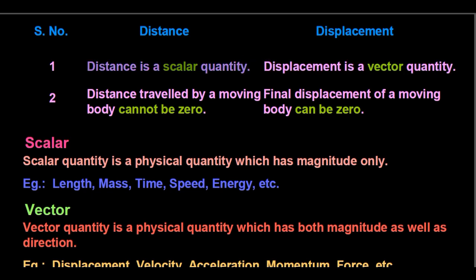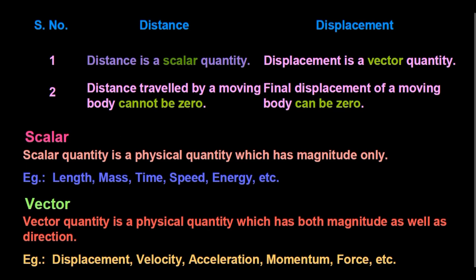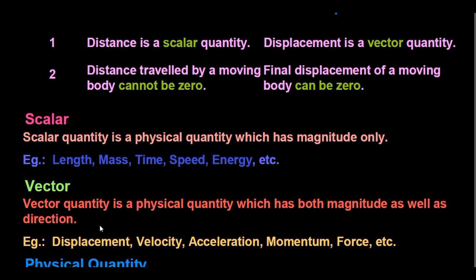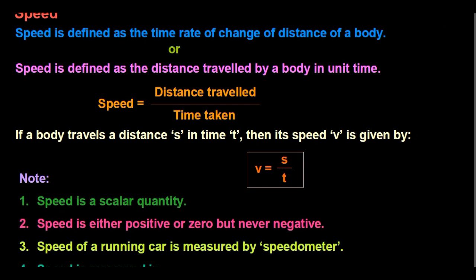As we have discussed, here are some examples of these quantities. These are your vector quantities: displacement, velocity, then force and momentum, which we will discuss in the further sections. While distance, speed, time are all scalar quantities. So, moving on further, the next topic is speed.